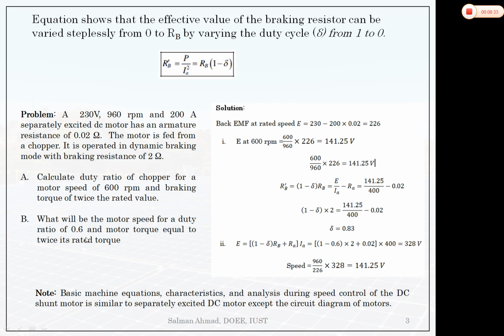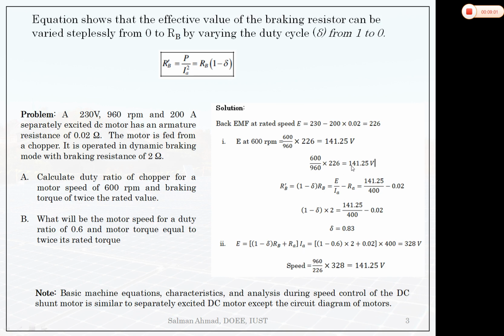In the second part, what will be the motor speed for a duty ratio of 0.6 and motor torque equal to twice its rated torque? Okay, so this will be the reverse part. Here the duty cycle is given and the motor speed is to be calculated. For that you have to first calculate the back EMF. Once the back EMF is known, you can find the speed.